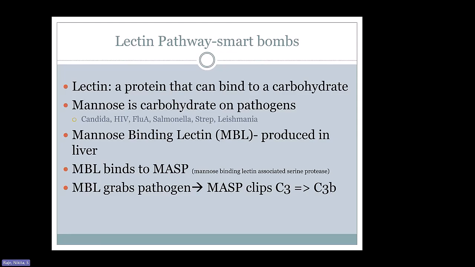And it is specific for mannose, the sugar that is found in specific microbes. How does this pathway function? The mannose binding lectin can bind to another protein called mannose binding lectin associated serine protease. So MASP is an enzyme, right? It's a protease, so it has the capacity to cleave a protein. So when mannose binding lectin comes across mannose, it will grab that pathogen because it has mannose in it. Now the MASP that is bound to the MBL can clip the C3 to C3b.